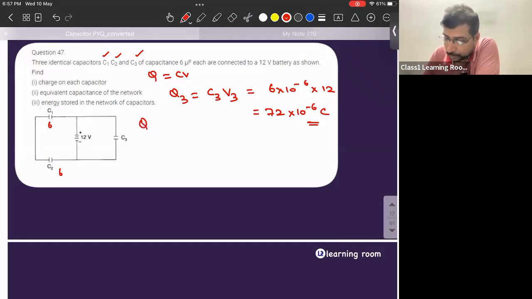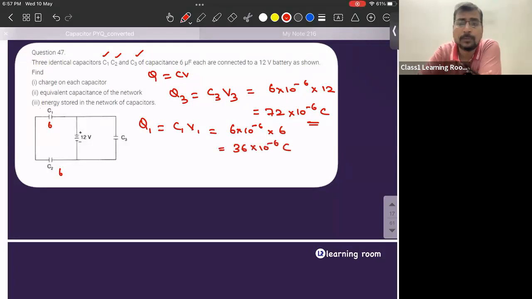Then what is going to be the value of Q1? Q1 will be C1 into V1. C1 is 6 into 10 power minus 6 into what is the value of V1? It is going to be 6 volt. So the answer will be 36 into 10 power minus 6 coulomb, or 36 microcoulomb. And a point to be noted is this value is exactly the same which is appearing across C2 as well. So that is going to be the charge on each capacitor.